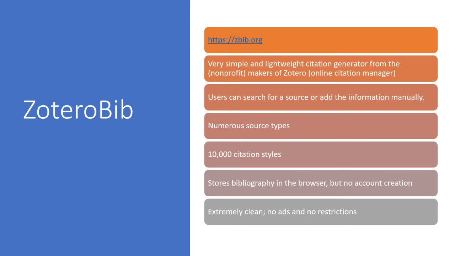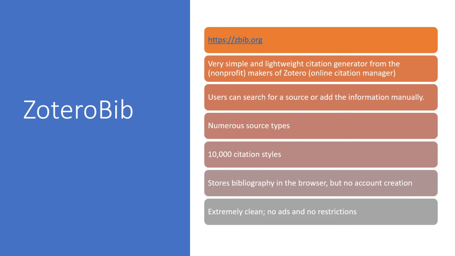Another option, which is a little better, I think, and a little bit more lightweight, is called ZoteroBib. It's available at zbib.org. It is a much more lightweight citation generator, and it's made by the makers of Zotero, and they are a nonprofit. And Zotero, the online citation management software we'll talk about a little later, is usually a very good one. Users can search for a source, or you can, again, add information manually for the source.